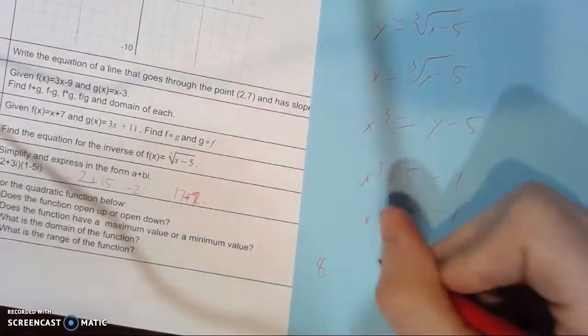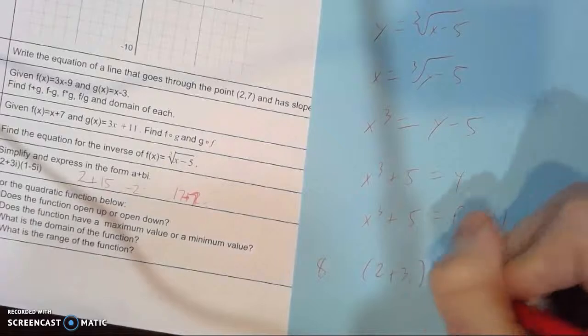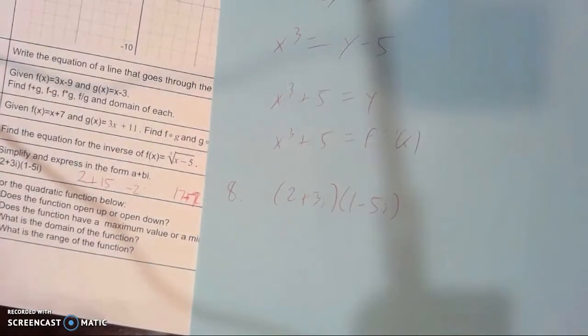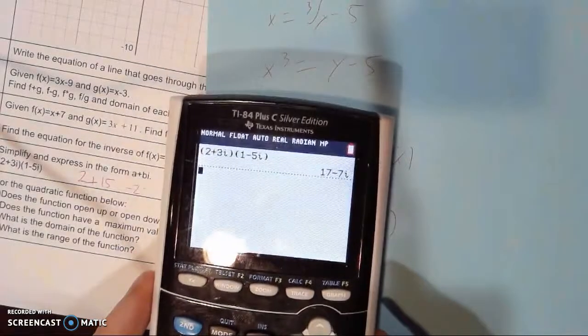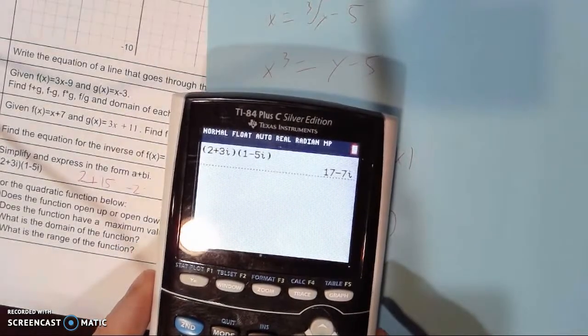Number 8, (2 plus 3i) times (1 minus 5i). You can FOIL that and work it out. Or you can just use the calculator. 17 minus 7i.